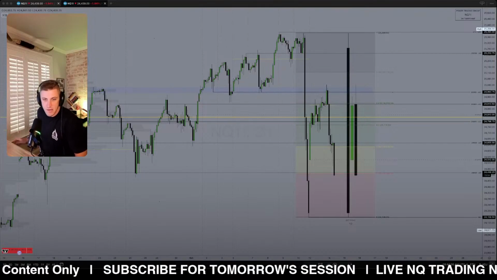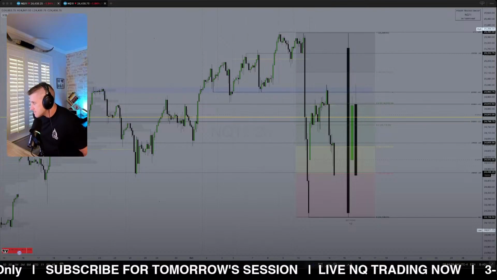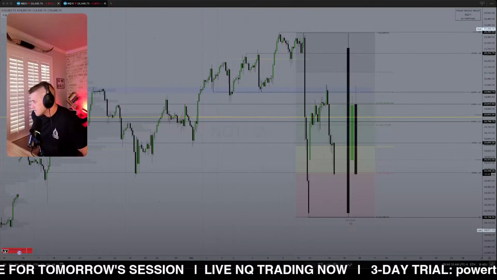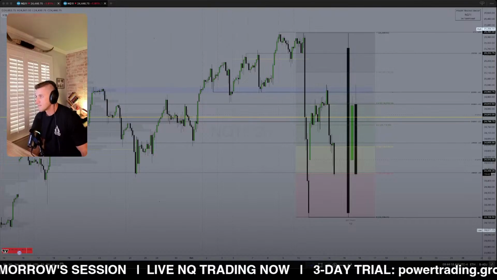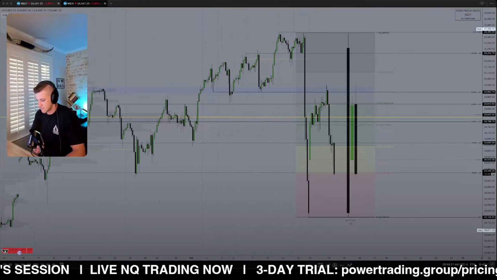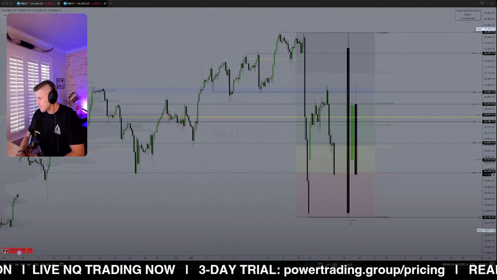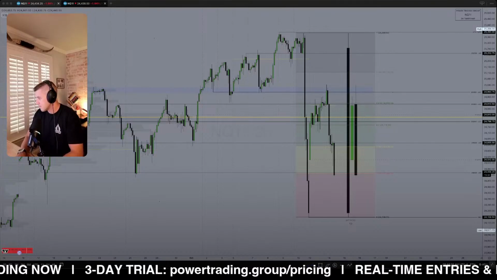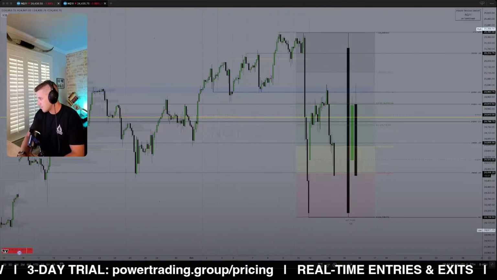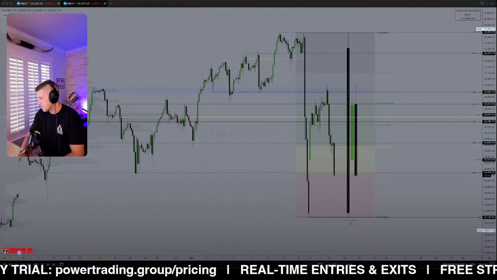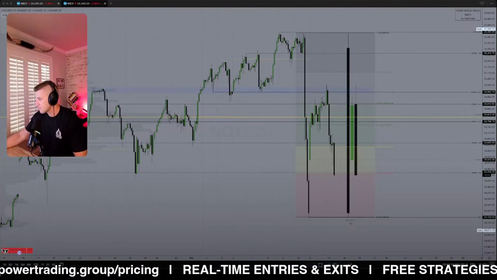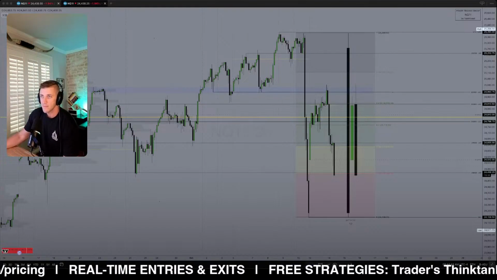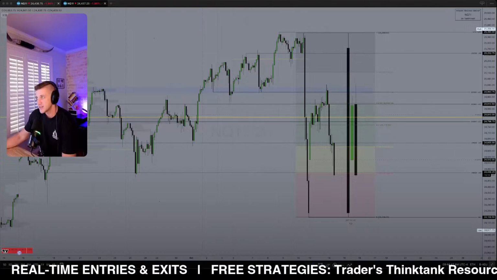Benny, you catch the opening drive or what? Opening drive and overnight low reject. Nice.